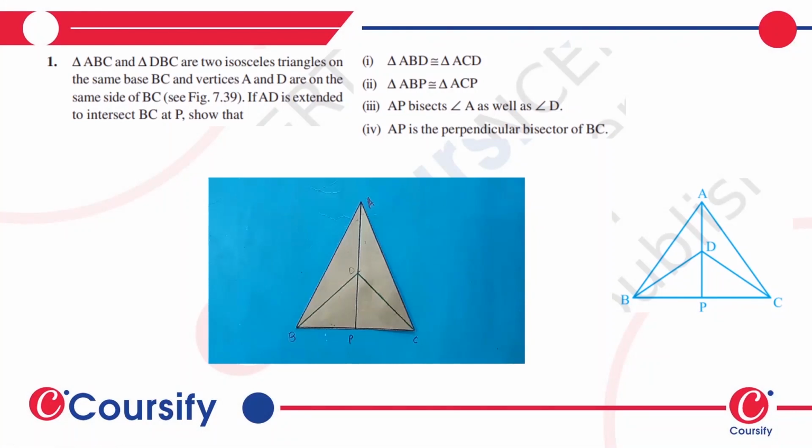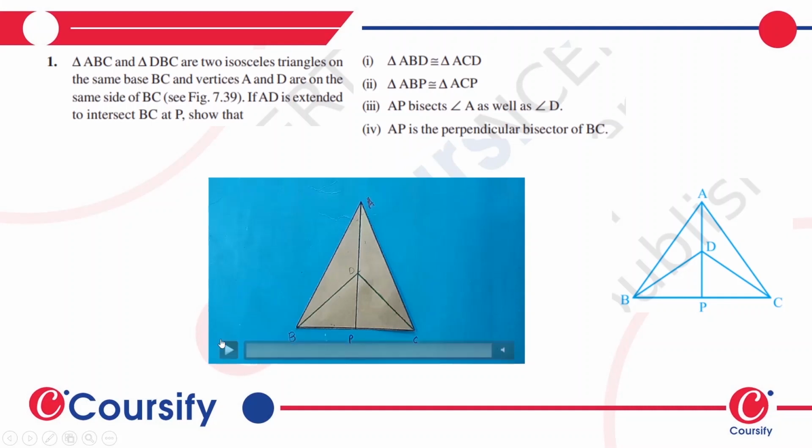The first question is: ABC and DBC are two isosceles triangles on the same base BC, and vertices A and D are on the same side of BC. If AD is extended to intersect BC at P, show that triangle ABD is congruent to triangle ACD, and APB is congruent to ACP. AP bisects angle A as well as D. AP is the perpendicular bisector of BC.